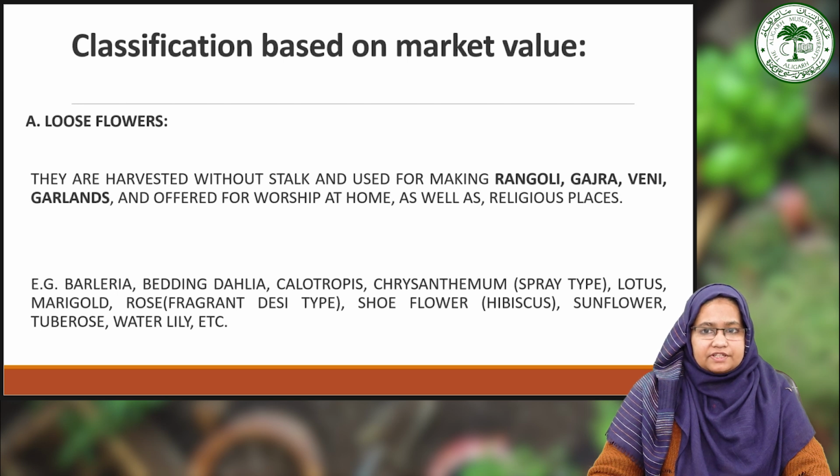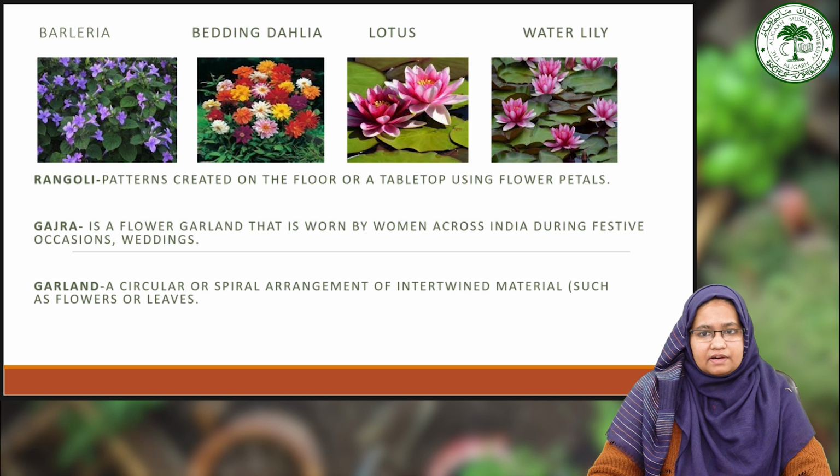Another type of classification is based on market value, in which the first type is loose flowers. They are harvested without stalks and used for making rangoli, gajra, veni, garlands and offered for worship at home as well as religious places. The examples of these plants are Barleria, bedding dahlia, chrysanthemum, lotus, marigold, rose, shoe flower, sunflower, water lilies. These are examples of loose flowers.